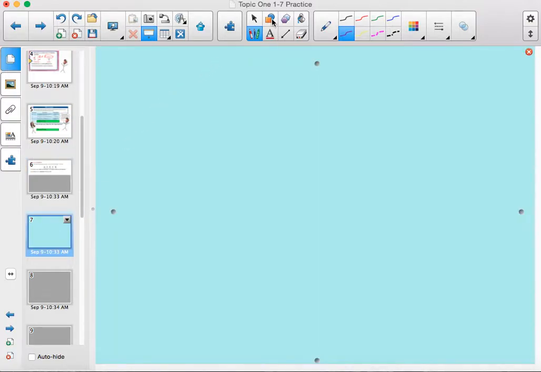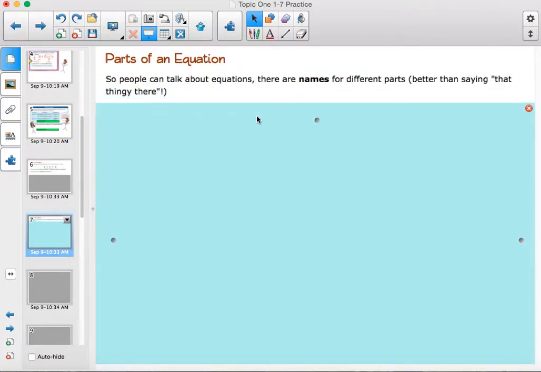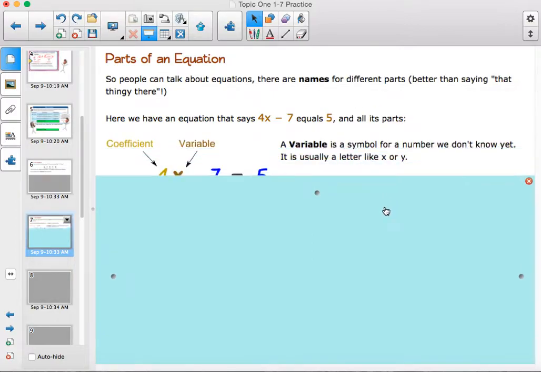Now, another thing that we might want to talk about that's not in our book would be the parts of an equation. So people can talk about equations. There are names for different parts, which makes it better than saying that thingy there. Here we have an equation that says 4x minus 7 equals 5. And all the parts in this equation are listed below.